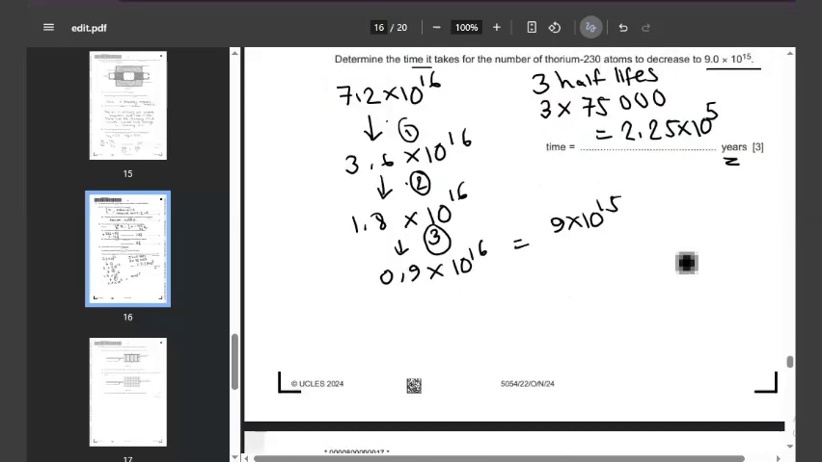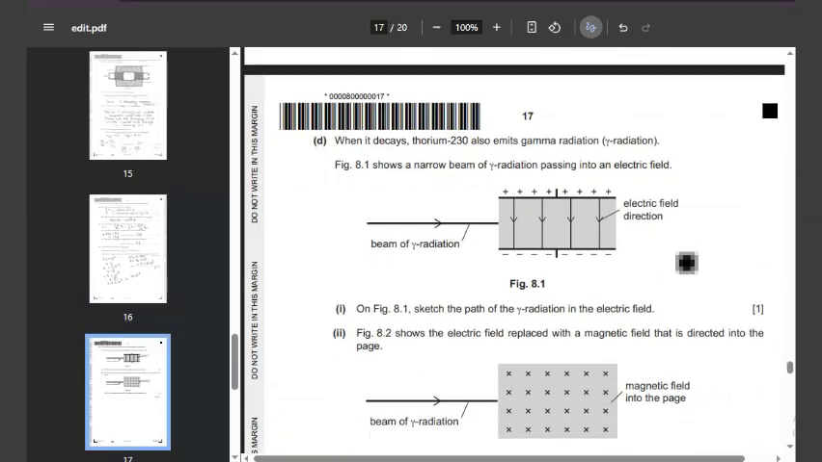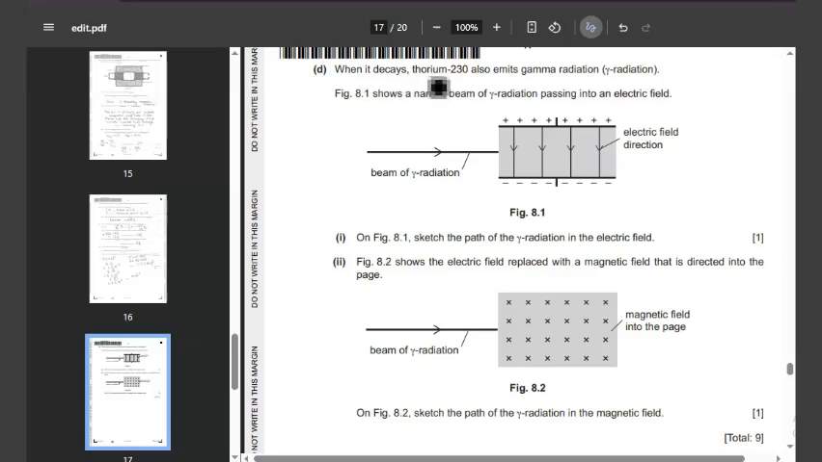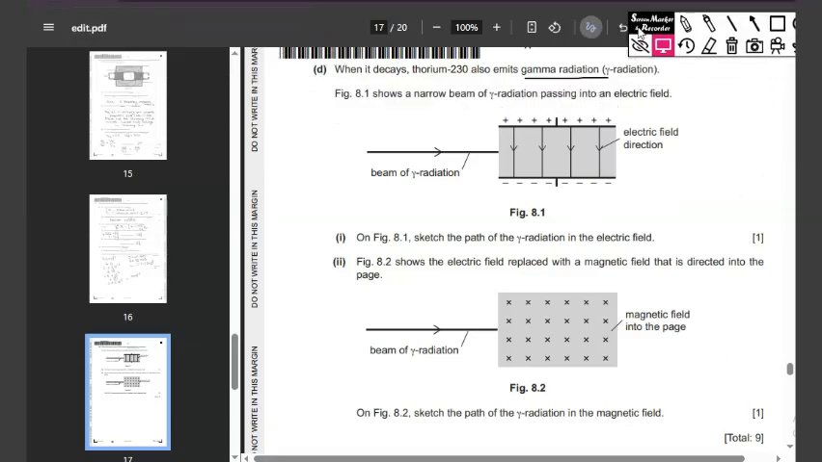Okay, moving on. Question D. When it decays, thorium-230 also emits gamma radiation. Figure 8.1 shows a narrow beam of gamma radiation passing into an electric field. Question Roman 1. On figure 8.1, sketch the path of the gamma radiation in the electric field. So we have to sketch the path the gamma radiation is taking when going through this electric field.